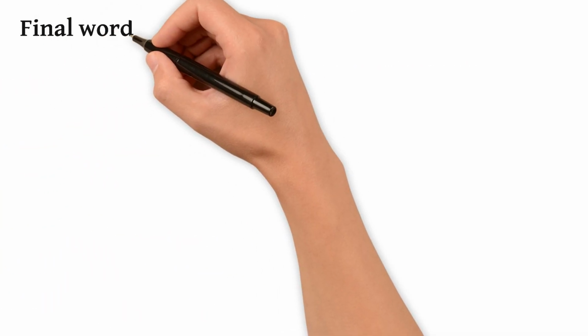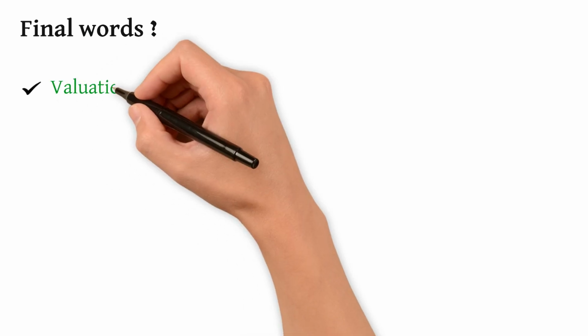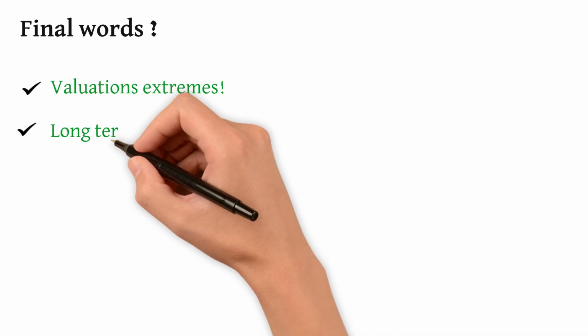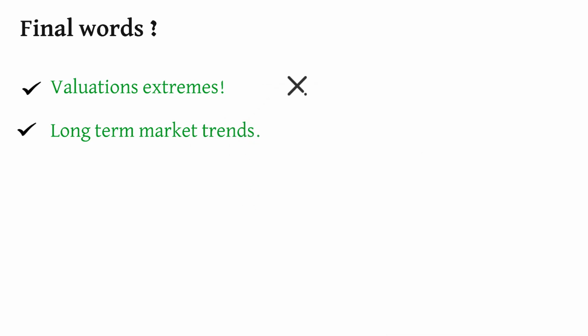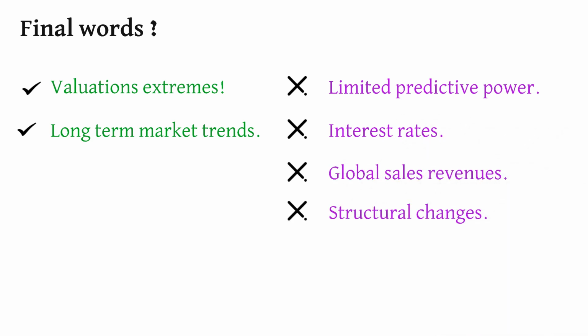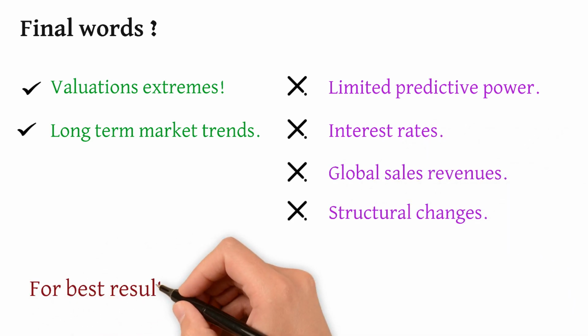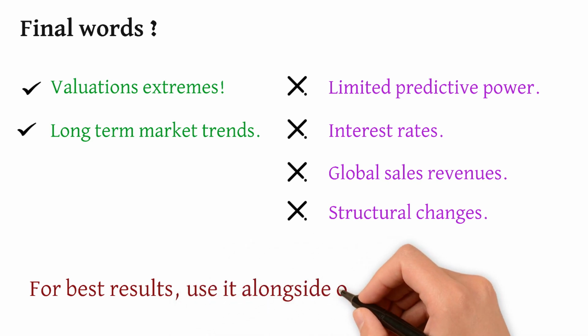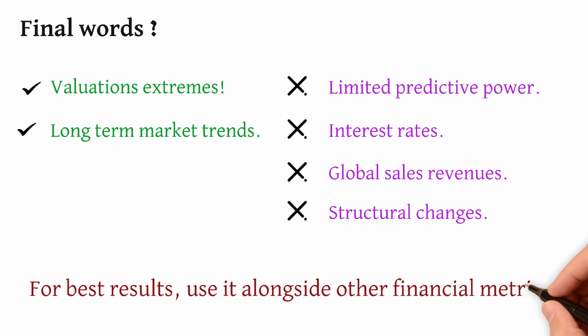So what are some final words? The Buffett Indicator is useful for spotting valuation extremes and long-term market trends, but its predictive power is limited by its inability to account for interest rates, global sales revenues, and structural changes in the market. For the best results, investors should use it alongside other financial metrics rather than relying on the Buffett Indicator exclusively.